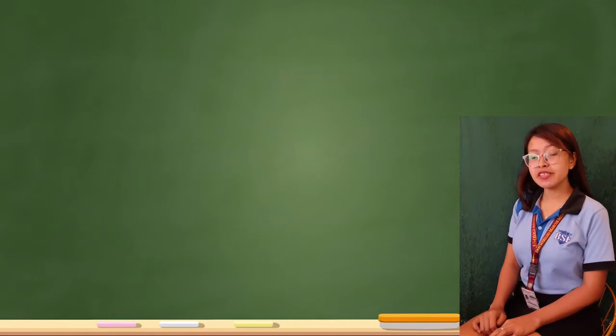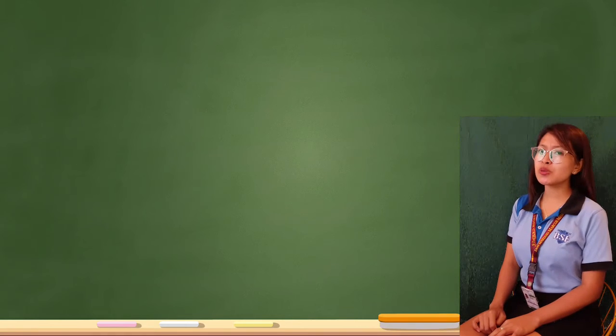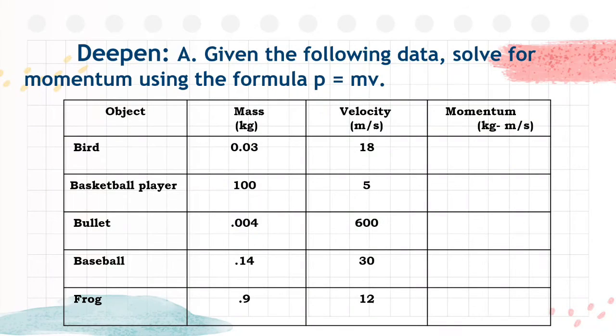To deepen our understanding of this lesson, let's do this activity. Deepen. Given the following data, solve for momentum using the formula p = mv, or momentum equals mass times velocity. Complete the table by finding the momentum of the bird if the mass is 0.03 kg and the velocity is 18 meters per second.